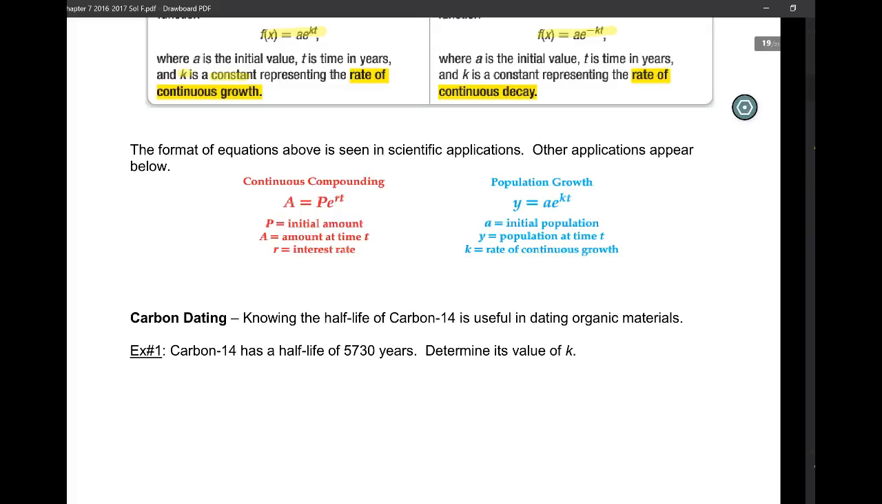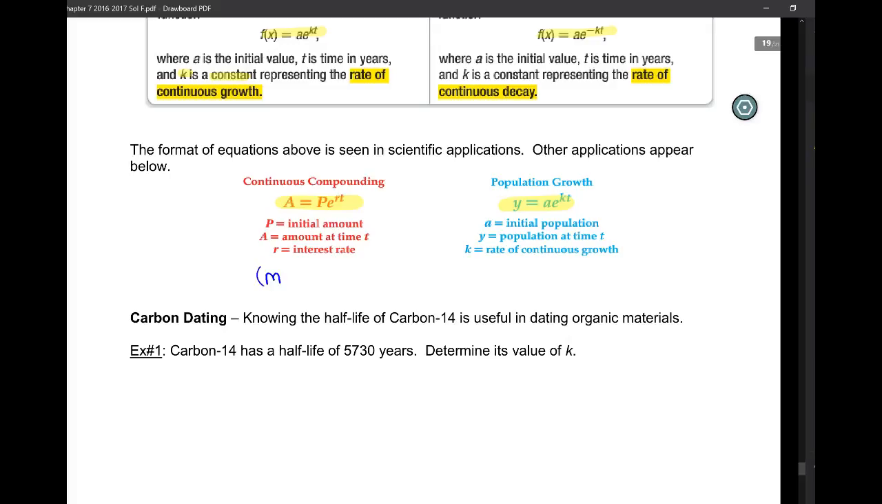Okay, so here's some formats for continuous growth or decay. So you're going to see two different formulas, and I'm going to tell you they're essentially the same thing. We have A equals P e to the RT. Sometimes people call that A PERT. It just helps you to remember the order. And then we have Y equals A e to the KT. These are actually the same formula. We just use different letters for population versus any kind of, usually we use this for money, like loans or things like that.